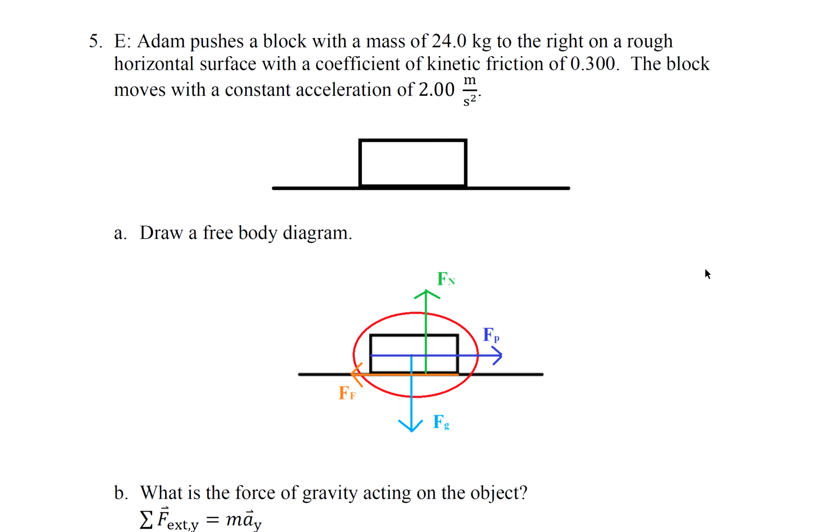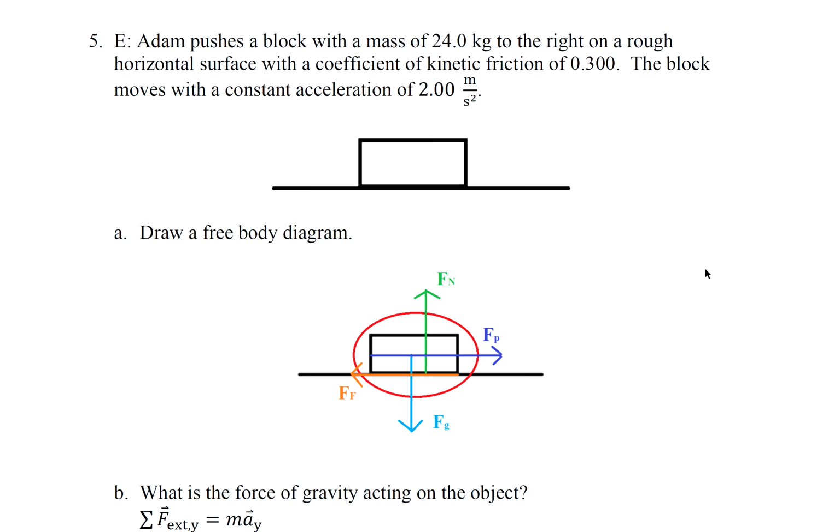Part E, Question 5. Adam pushes a block with a mass of 24 kilograms to the right on a rough horizontal surface with a coefficient of kinetic friction of 0.3. The block moves with a constant acceleration of 2.